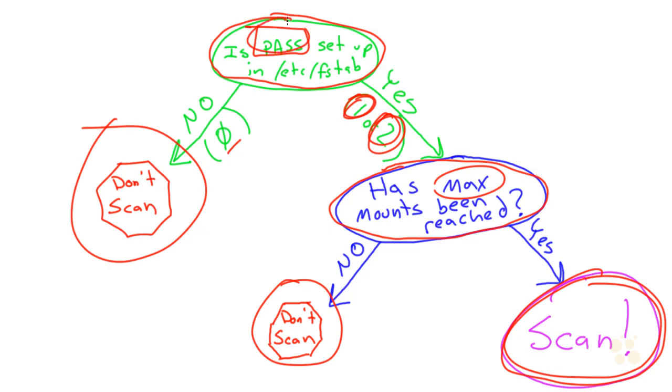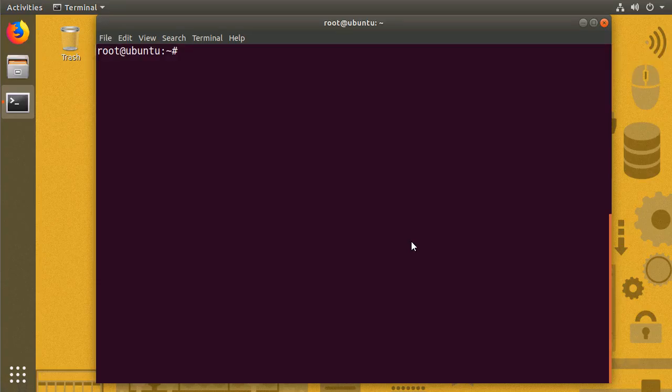Even if the pass is set up to scan, it's not going to scan it if it hasn't met the max. Now, the max by default is -1, which means it's never going to scan, because that's just the way of saying, like, don't ever automatically scan. So by default, you're never going to get an automatic scanning, which is a little bit frustrating because you do want to have your system automatically scanned.